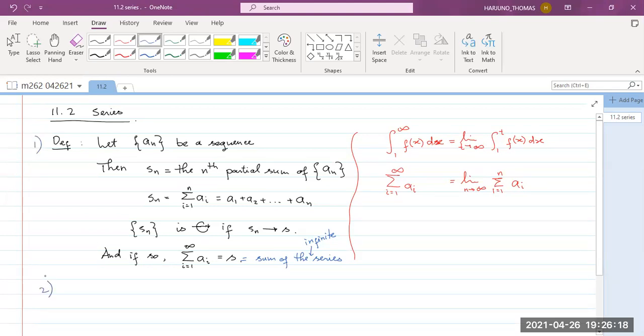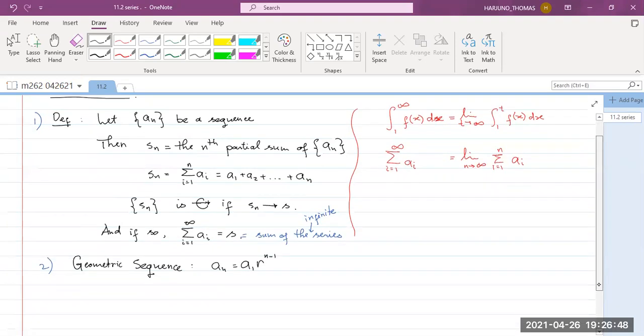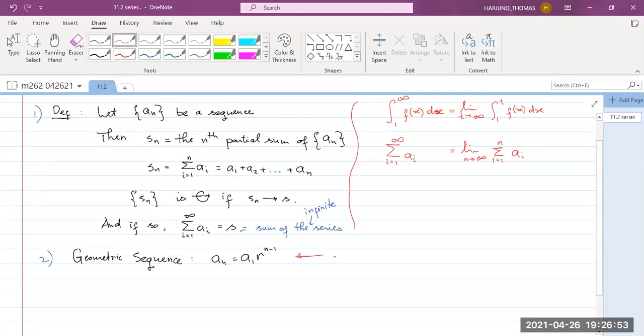Second, geometric series. Let's start with geometric terms, the geometric sequence. A geometric sequence has the form a sub n equals a sub 1 times r to the n minus 1. Remember in the last lecture, in the last discussion, I said that it mimics the exponential function y equals a b to the x minus 1.